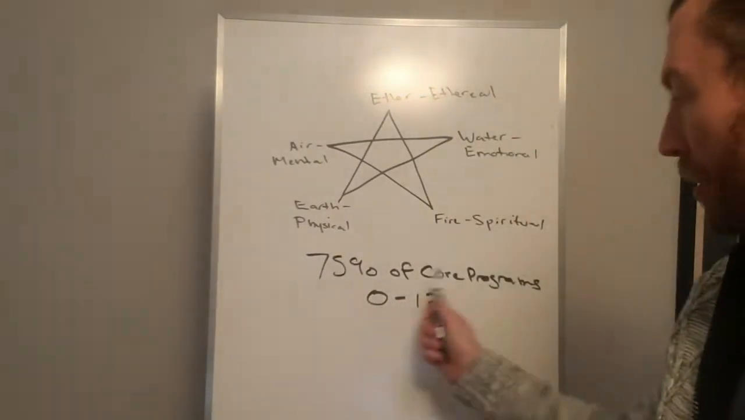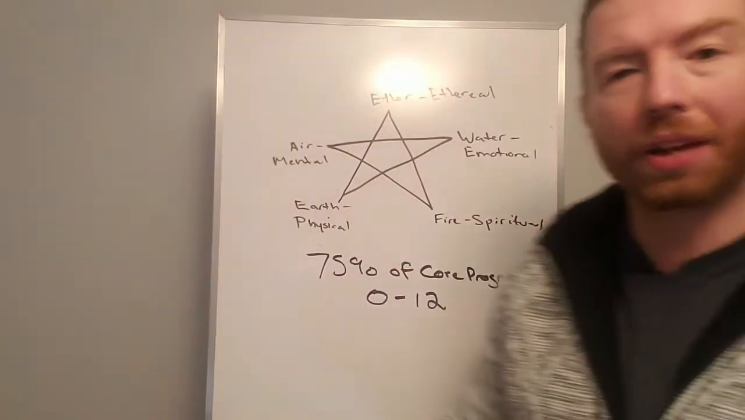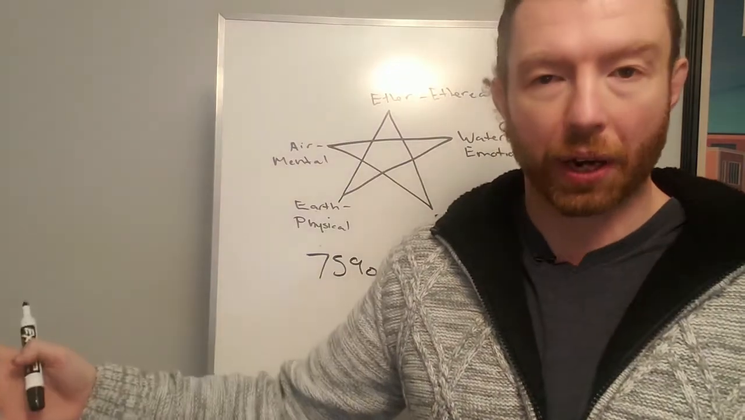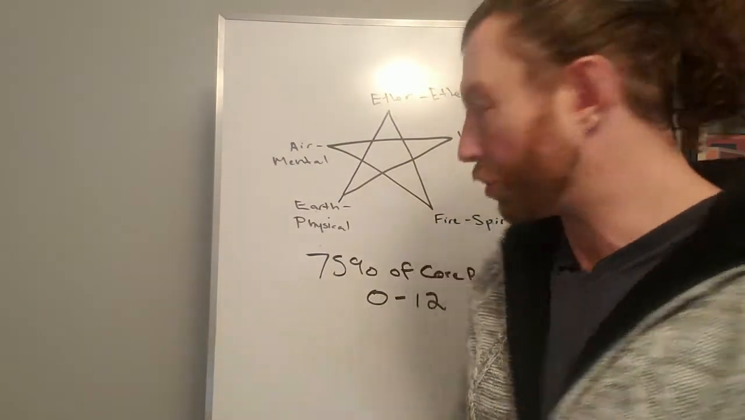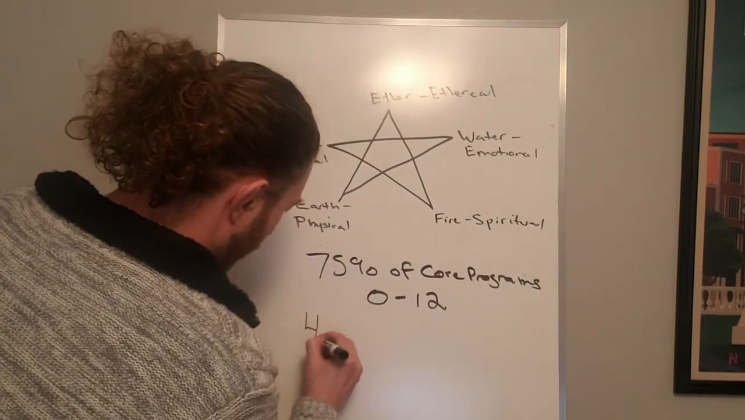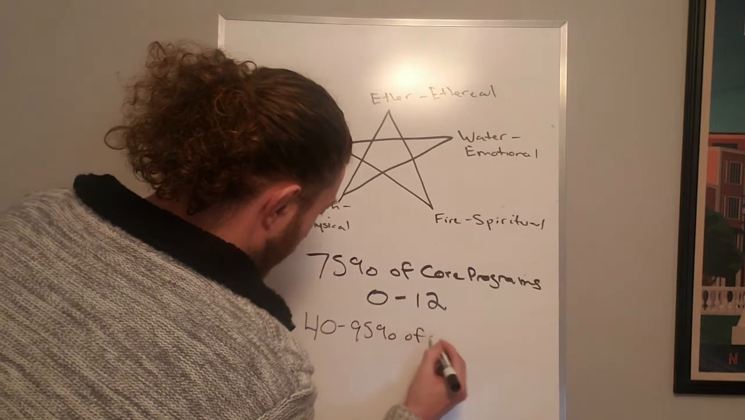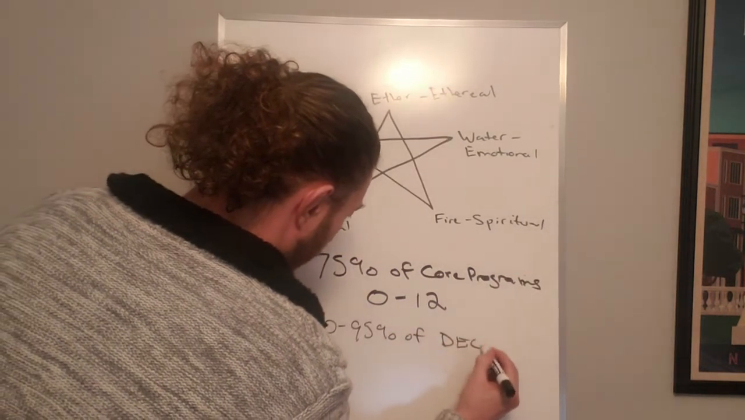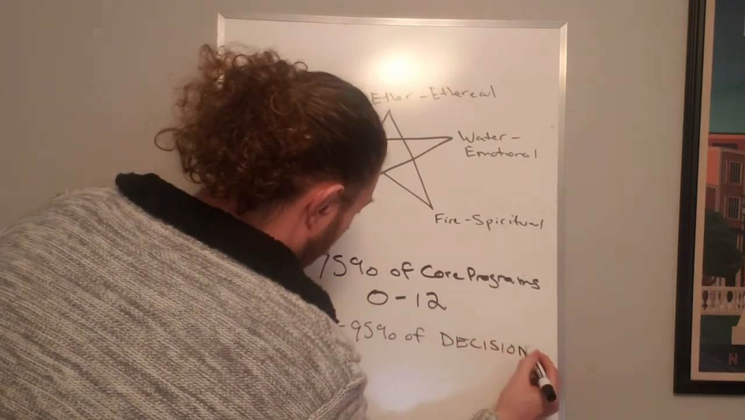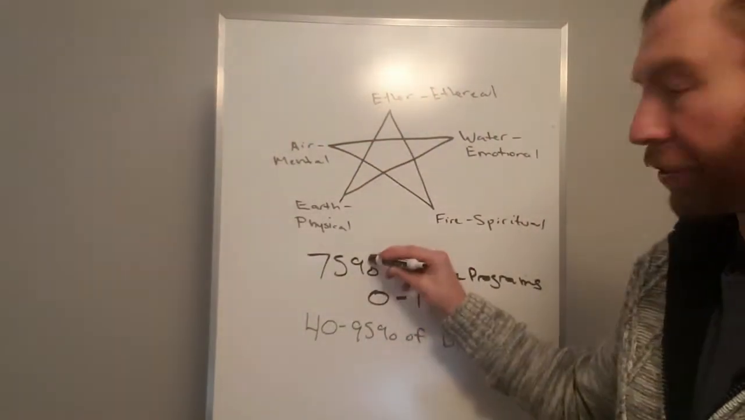So 75% of our core programming is formed in these years, and it continues to affect us for the rest of our life, especially if we don't change it. Now, there's something that's even a little bit scarier than that. Between 40 to 95% of our decisions or our choices every day are unconscious, meaning we don't know we're making them, and they're based on these beliefs.